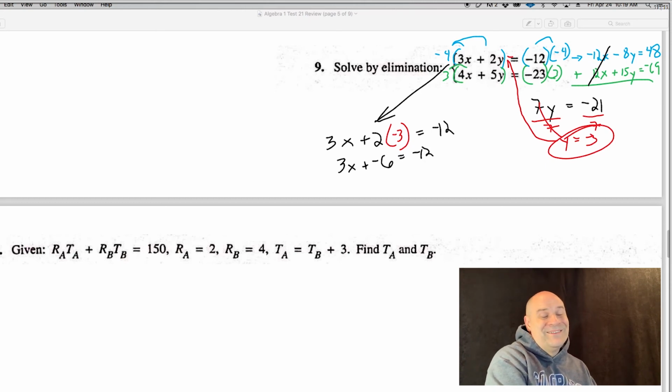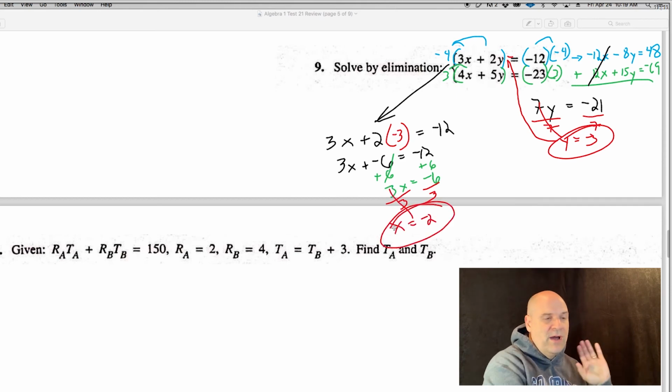All right, third step to solving an equation is get rid of constant on the variable side. So that's what we're doing. So we get 3x equals negative 6. So now we're going to divide by variable's coefficient. X equals negative 2.